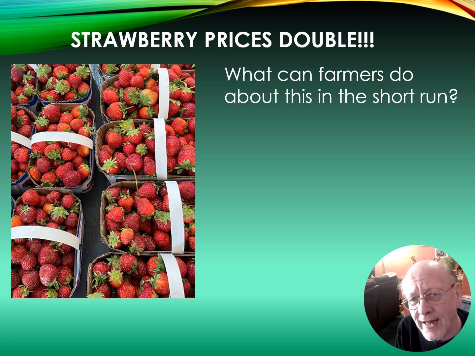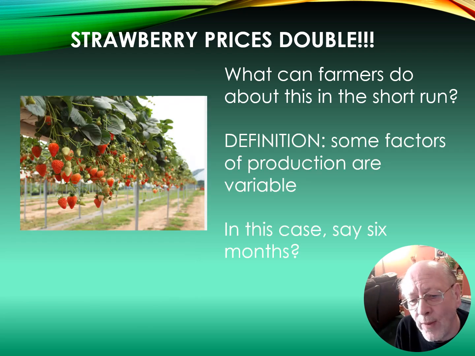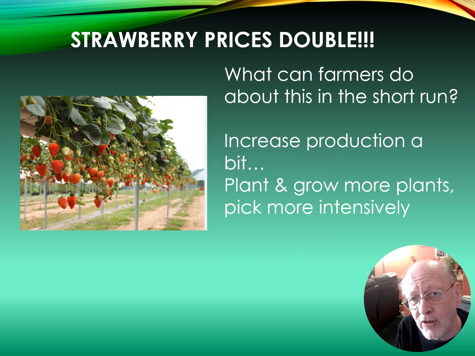So what could you do about it in the short run? Well, in economics, the short run is defined as where some factors of production are variable and others are fixed. So in this case, maybe we could get in a few more workers. We could maybe plant our fields a little bit more intensively. So what could we do about that doubling in price in, say, 6 months? Well, we could probably increase production a bit.